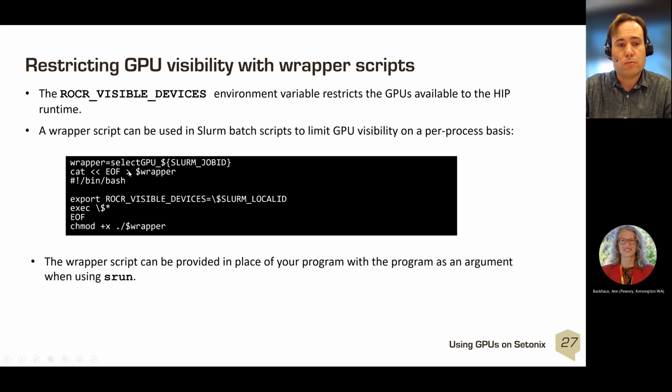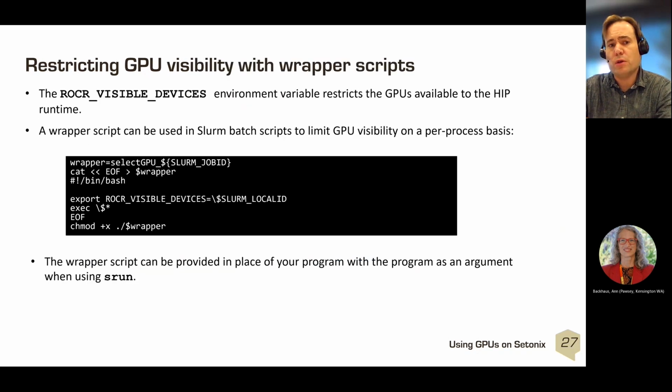And then we're catting the script, which is just here between this line and the EOF line, to the name of that job that we've set in that first line. And the wrapper script, all it's doing is exporting that environment variable and setting it to the local process ID. So each process will get its own GPU effectively, and then it's running the first argument to the wrapper. This is a really helpful way of getting a number of different processes, each with their own GPU device.